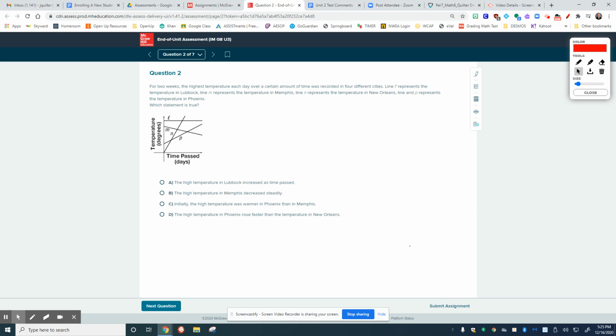this talks about high temperatures over a certain amount of time for 4 different cities. Line L is Lubbock, Texas. M is Memphis, Tennessee. P is Phoenix. And N is New Orleans. What I'd like to point out is right here, the high temperature in Lubbock. This is line L. So we're saying line L increased as time passed. Or line B, the high temperature in Memphis, M. So line M decreased steadily.